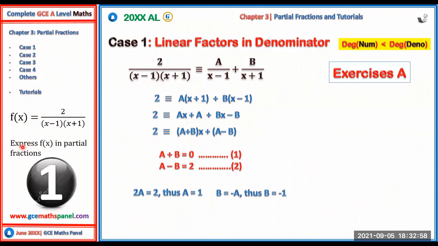Therefore, we can write this function f of x in partial fractions as f of x equals a, which is 1 over x minus 1, plus b, b is minus 1. So I can write plus minus 1 here as just minus 1 over x plus 1. So this has been expressed in partial fractions. If you are asked to express this as a single fraction, you now look for the LCM of this and simplify. It will bring you back to this equation.